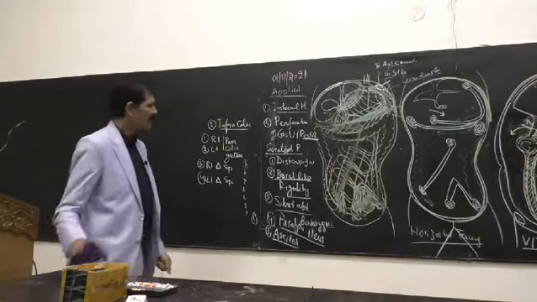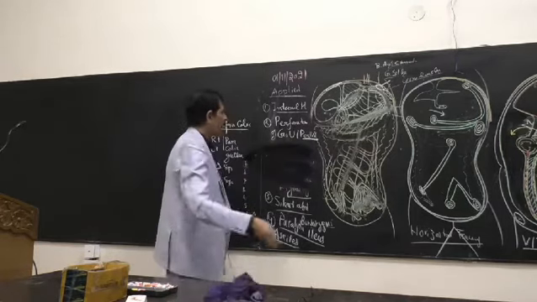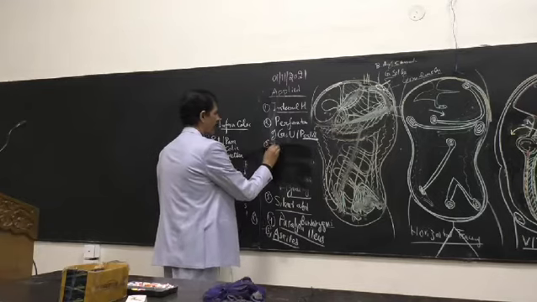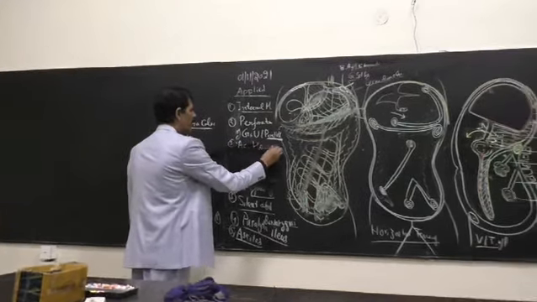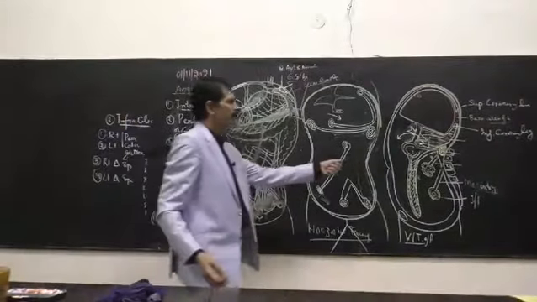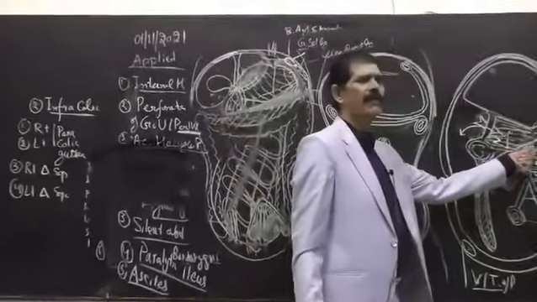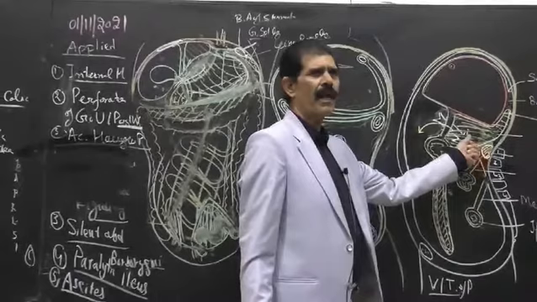Next, the applied aspect of this is acute pancreatitis, acute hemorrhagic pancreatitis. As you know, pancreatitis means hot swelling and pain. So the pancreas lies just behind the posterior wall.